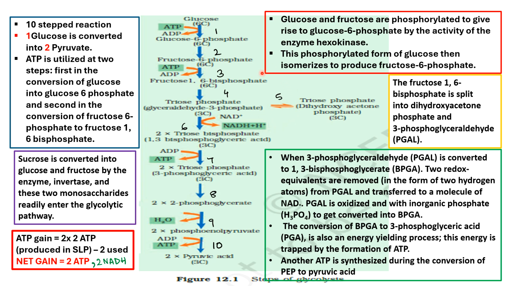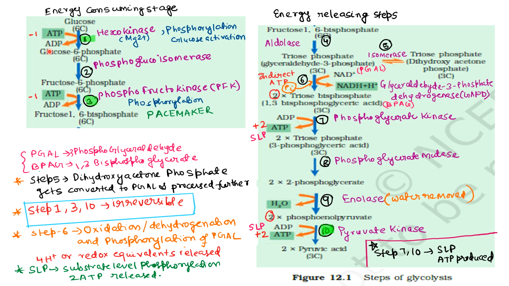So let us see glycolysis in more detail along with the enzymes. Let's go to the next slide. We saw that in glycolysis, in some steps, energy was consumed in the form of ATP, and in some, energy was released in the form of ATP. So we will divide the glycolytic pathway into the energy consuming stage, in which we will have steps 1, 2, 3, and steps 4 through 10 will come under the energy releasing stage.